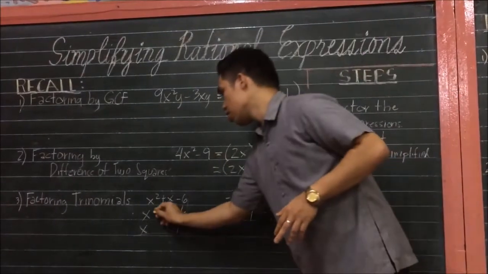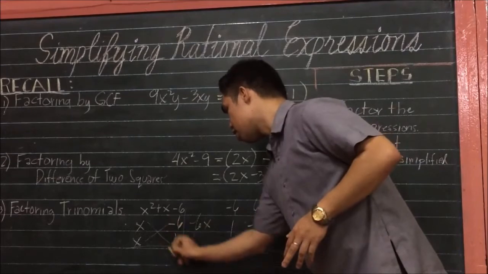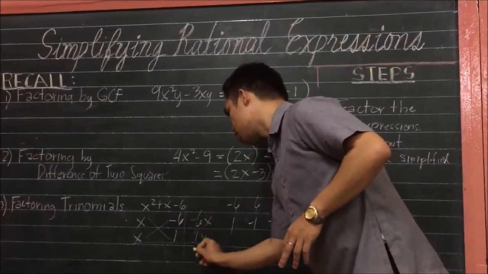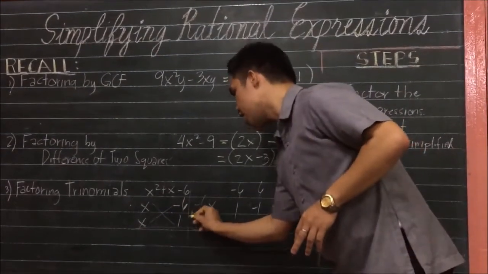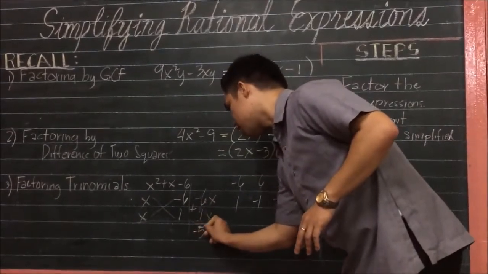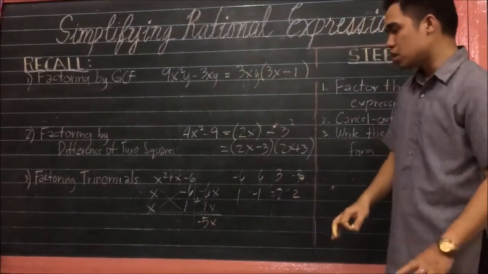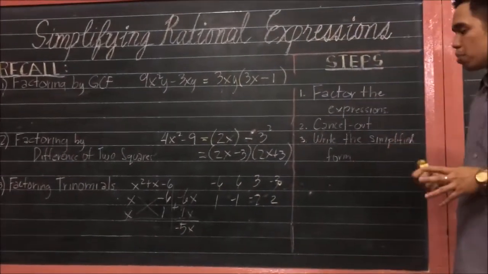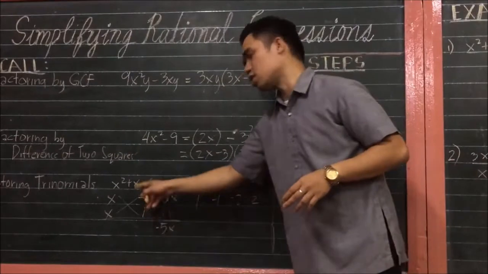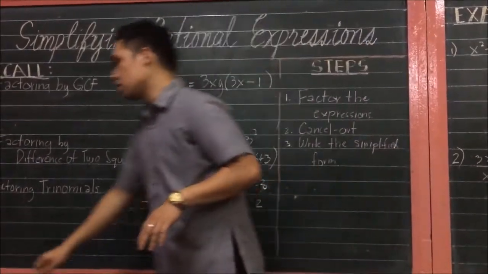If you cross multiply, it will be negative 6x. x times 1 is 1x, or just x. If you add negative 6x and 1x, that will be negative 5x. As you can see, this is not the same as the middle term. So we need to find other pairs so that this will arrive at positive 1x. So we are going to change this pair.